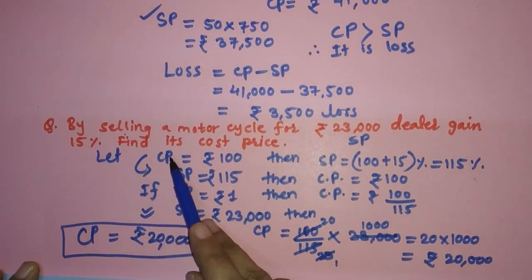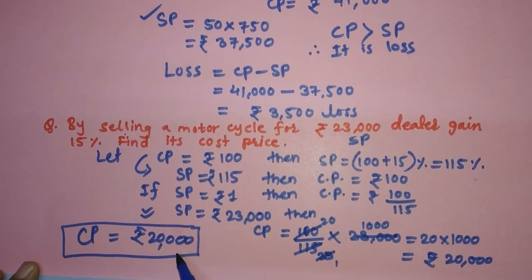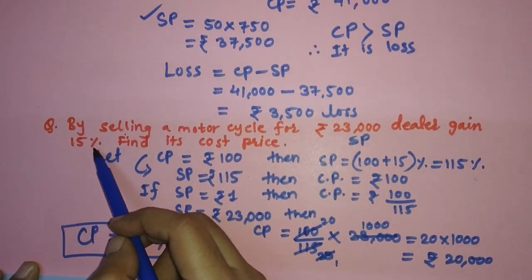So the selling price was 23,000 and its cost price is 20,000, and it gets a profit of 15%.